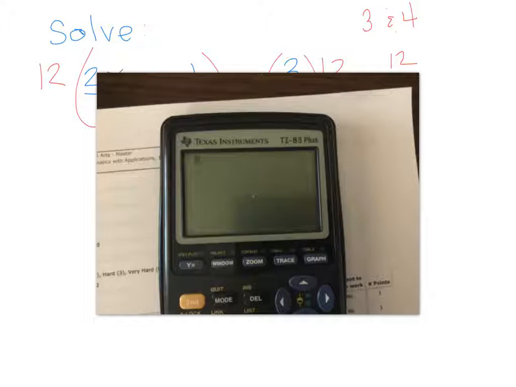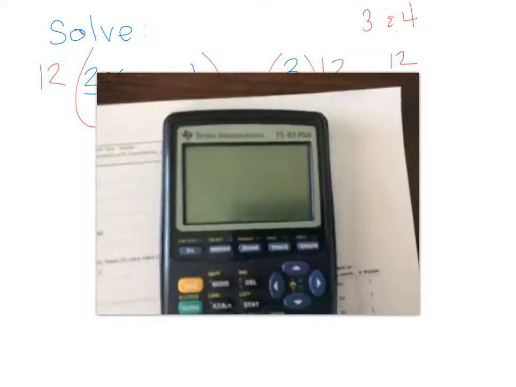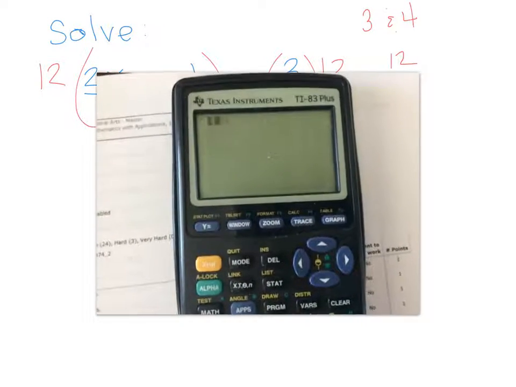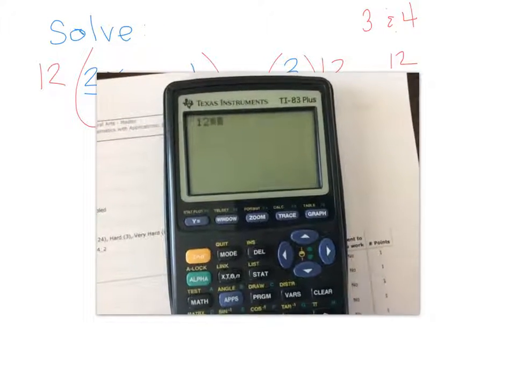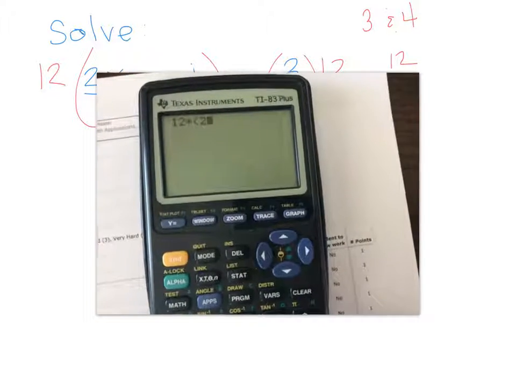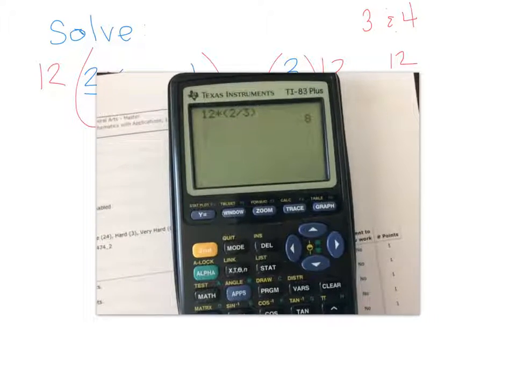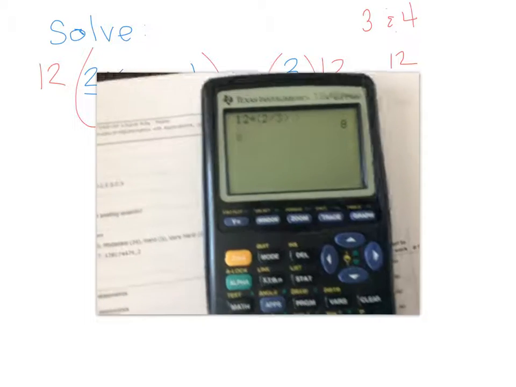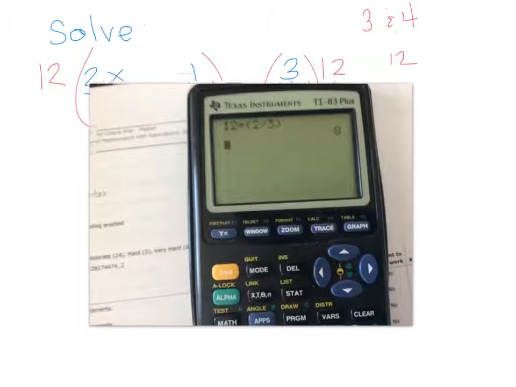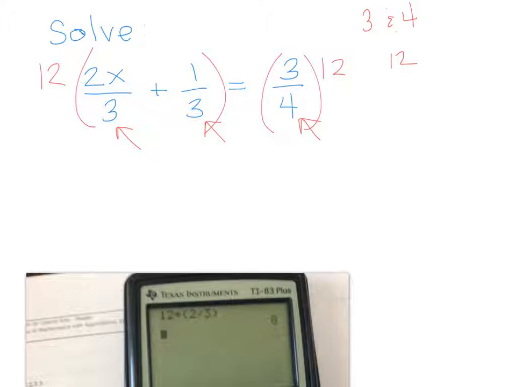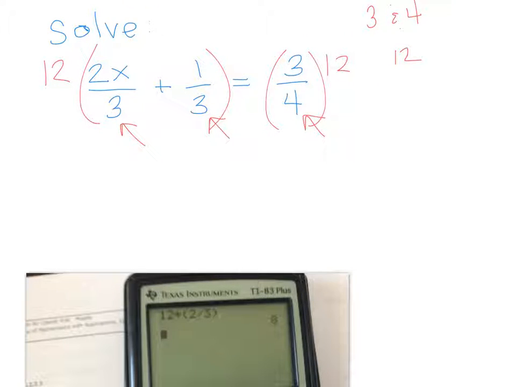Okay, so I'm going to do 12 times 2/3. All you have to do is type in your 12, type in your times, and then in parentheses put 2 divided by 3. That'll give you your 2/3. Hit enter and you get an 8. So when I take 12 times 2/3, I'm going to have an 8x.